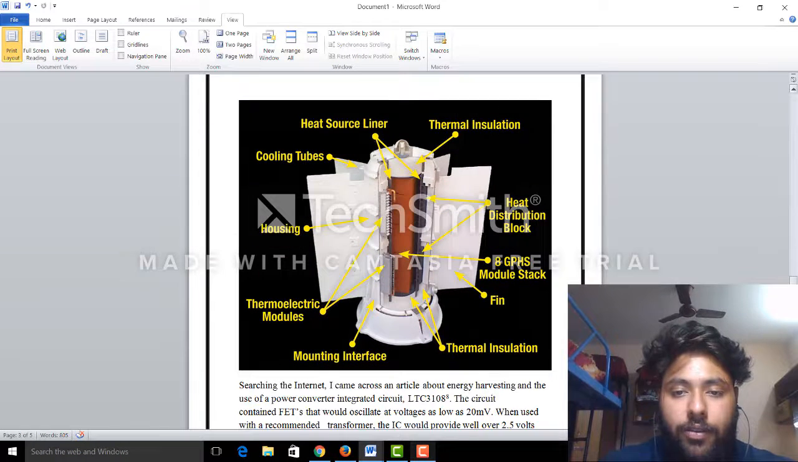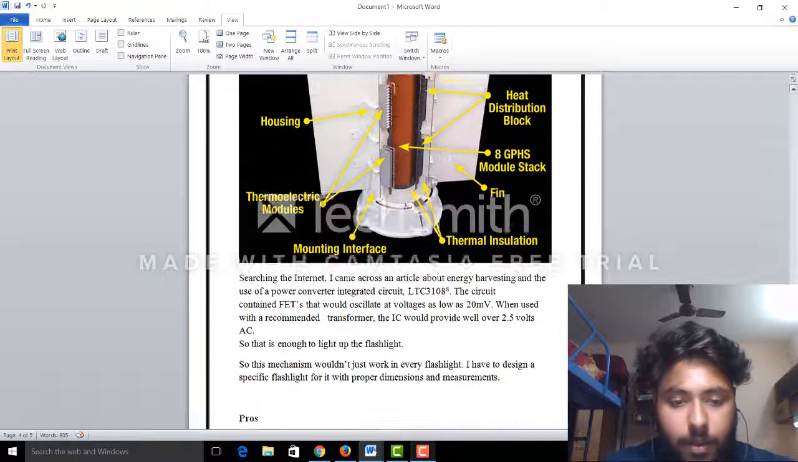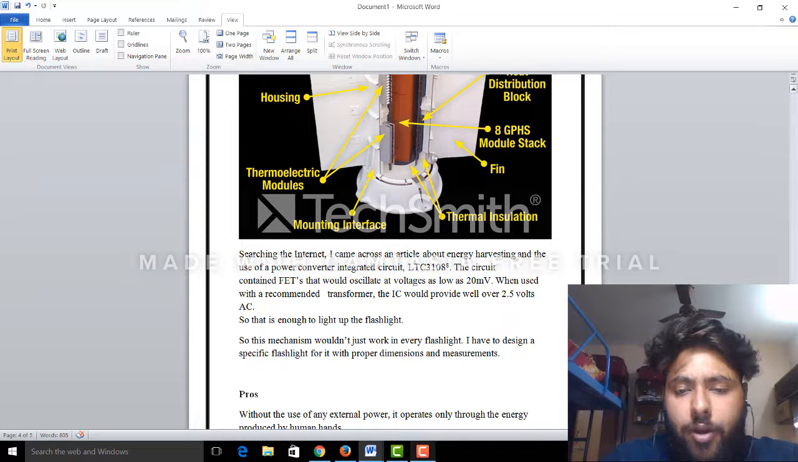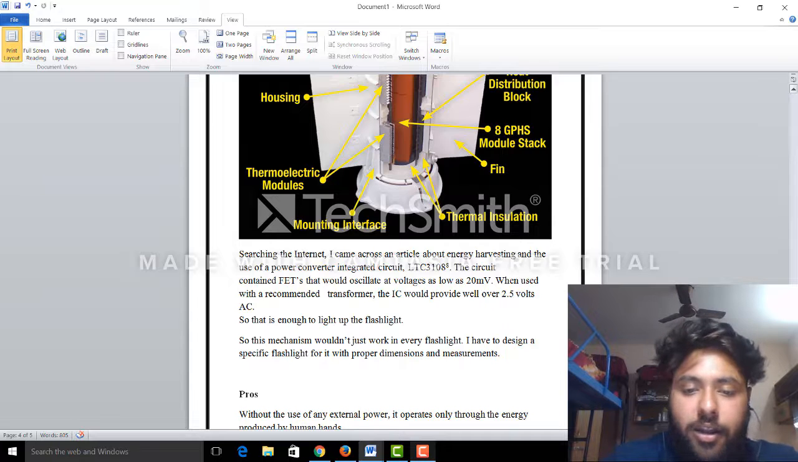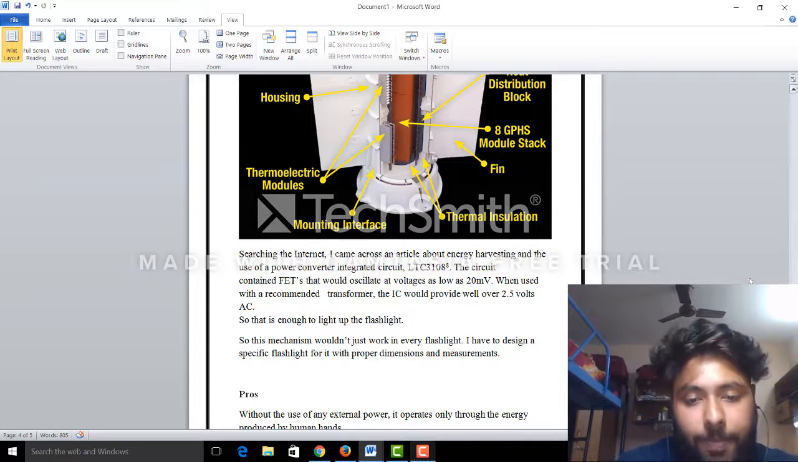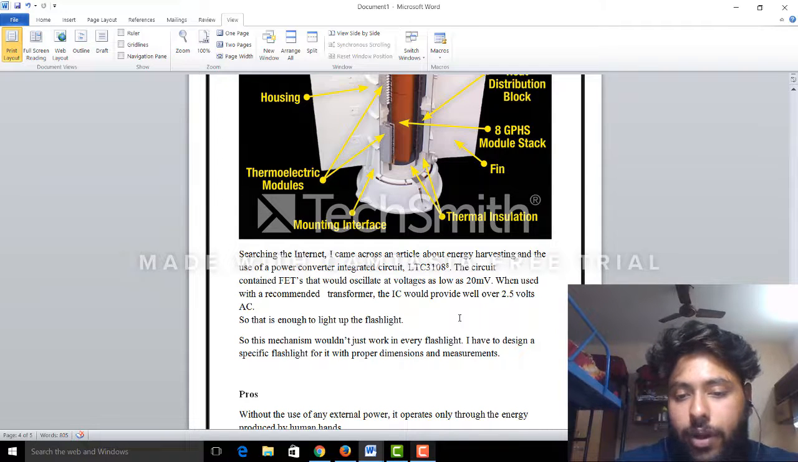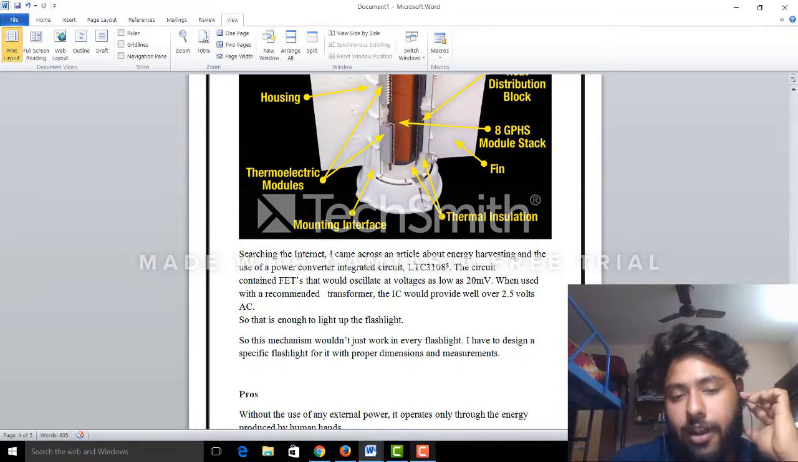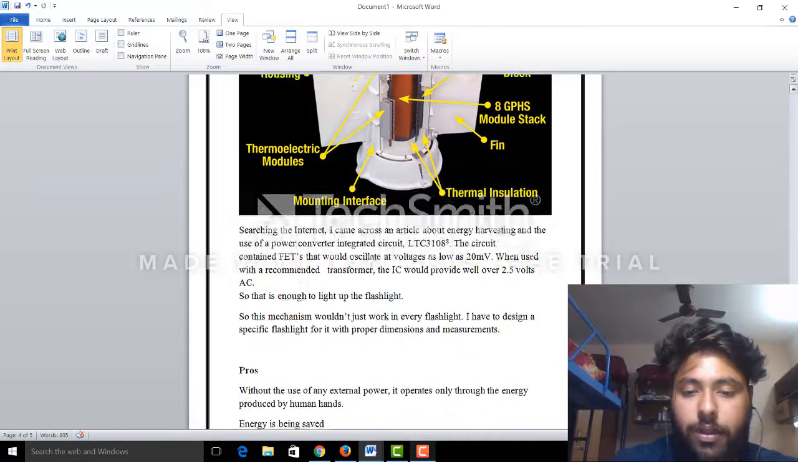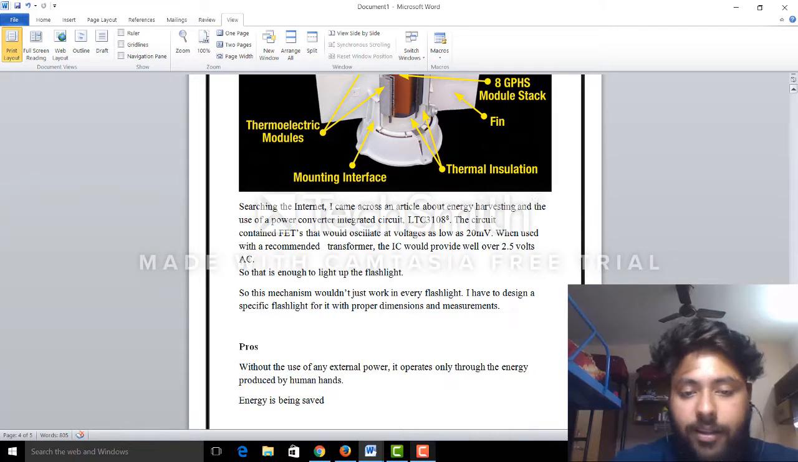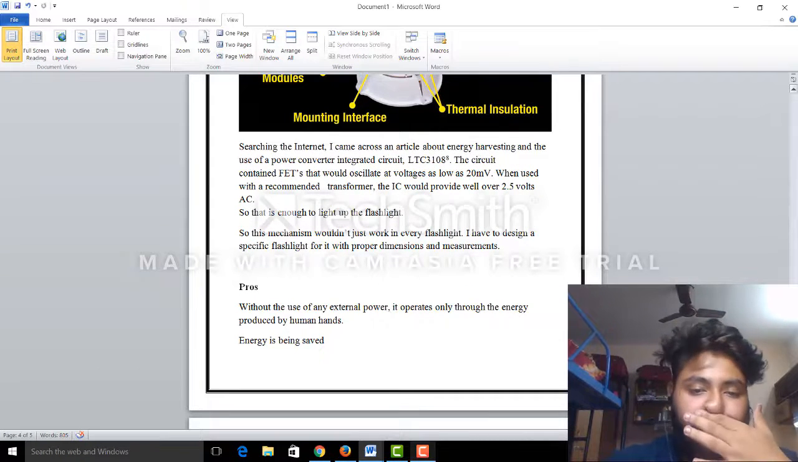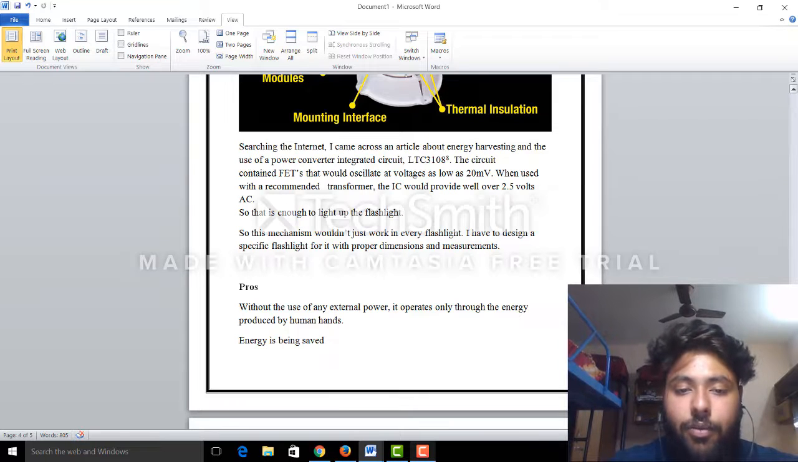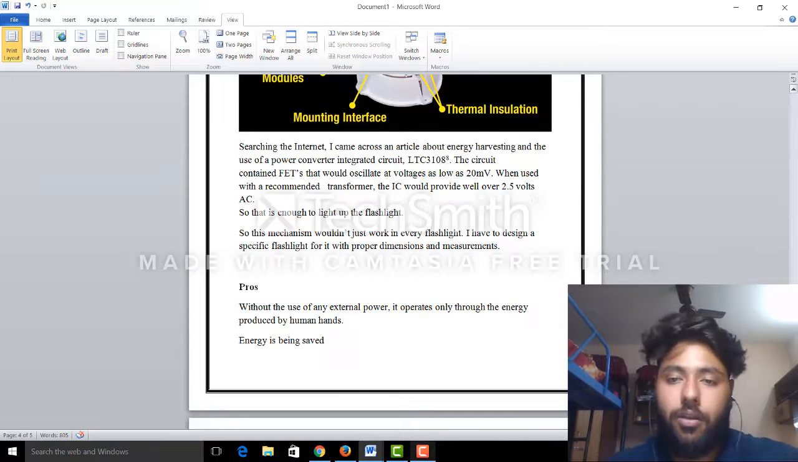This is the basic outline of the flashlight. While searching the internet, I came across an article on energy harvesting and the use of a power converter integrated circuit. The circuit contained FETs that would oscillate at voltages as low as 20 millivolts. When used with the recommended transformer, the IC would provide 2.5 volts. So the problem is solved, and that is enough to light up the flashlight. The mechanism wouldn't work in every flashlight, so I have to design a specific flashlight for it with proper dimensions and measurements. I'll have to do that.